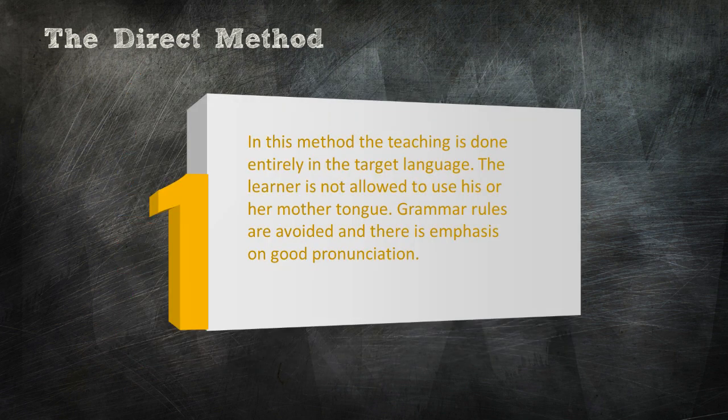The direct method. In this method, teaching is done entirely in the target language. The learner is not allowed to use his or her mother tongue. Grammar rules are avoided, and there is an emphasis on good pronunciation. Typically, a direct method classroom will have 6 to 8 students so that the teacher can concentrate on the students' pronunciation. This method requires small numbers. This method is quite costly, as you can imagine, because there's a small classroom.